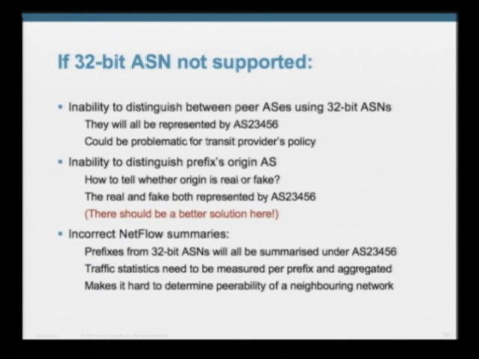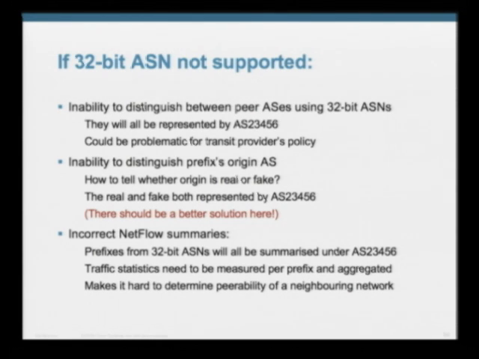Right. Now, if you don't actually support 32-bit ASNs on your router software, you have a few problems. I mean, it'll all work, but you'll have the inability to distinguish between peer ASs using 32-bit ASNs. They all look the same. They all look as though they're 23456. So you're going to have to use something else. If they use communities, you're all right. But if they don't use communities, they're all 23456.